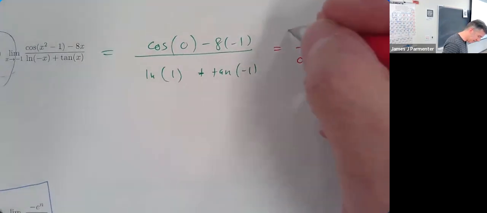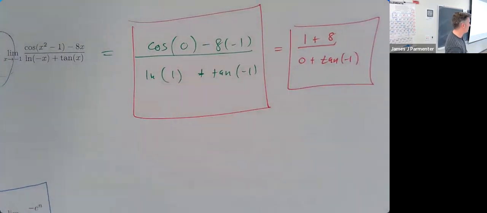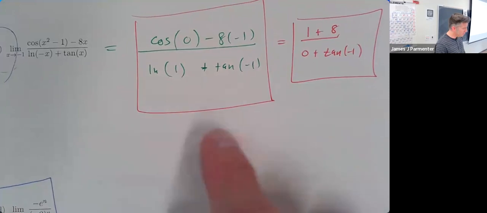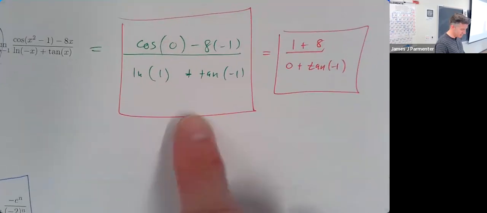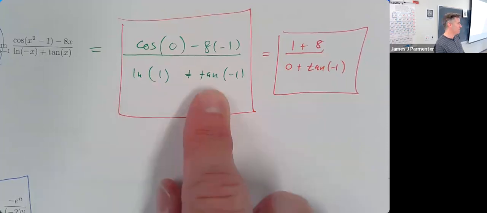I guess I could say it's 9 on top, but you should really just leave it like this, I think. That's what I would do. And then if you have time at the end, come back and simplify things you want to simplify. But if you don't, this is a perfectly legit answer. The only thing you have to be sure of in your mind is it's not 0 over 0. So you do have to know that tangent of -1 is not 0.